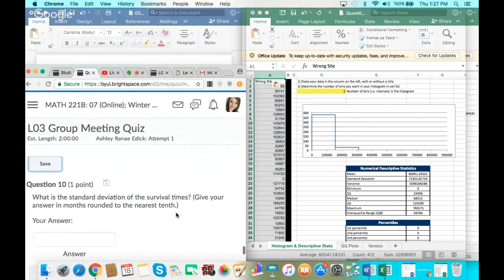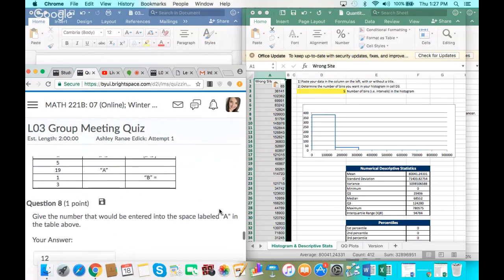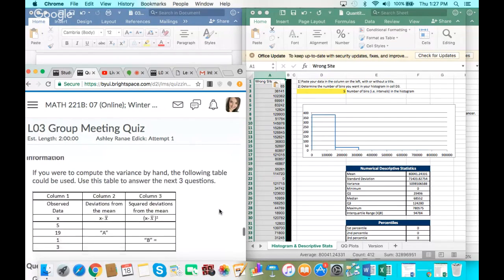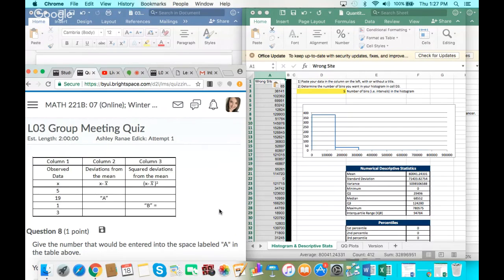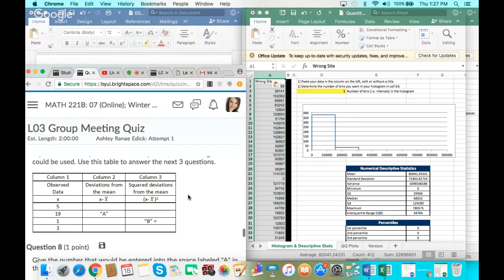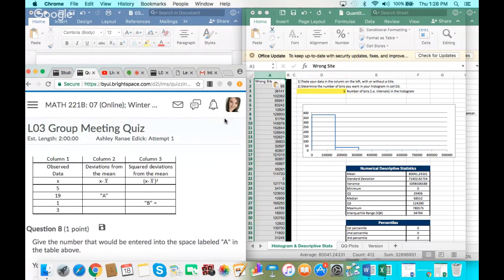What is the standard deviation of the survival times? Give your answer in months, rounded to the nearest tenth. I think we actually have to fill in the rest then. Are we supposed to do the standard deviation by hand? Yeah, I think we are in this one. Okay, well.